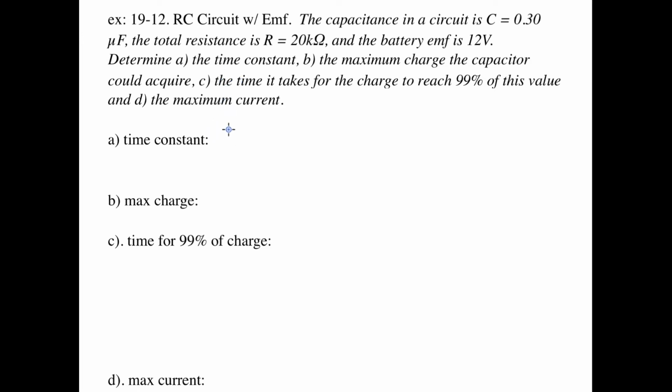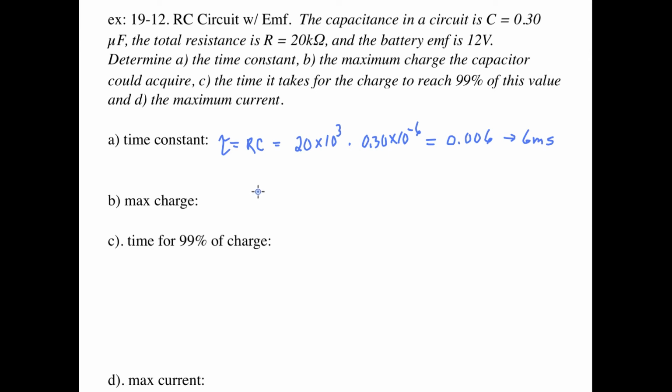In most problems, the first thing you're going to do is calculate tau, the time constant. After a while, you'll become more familiar with what kind of numbers you're going to get. So we have 20 times 10 to the 3 times 0.30 times 10 to the minus 6, and we will get 0.006, or 6 milliseconds.